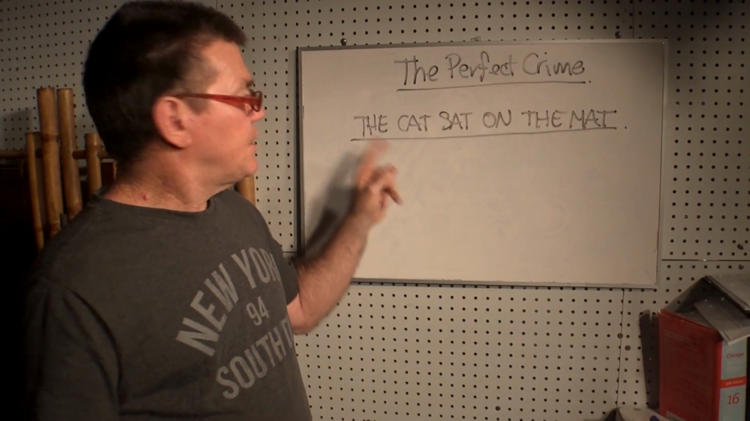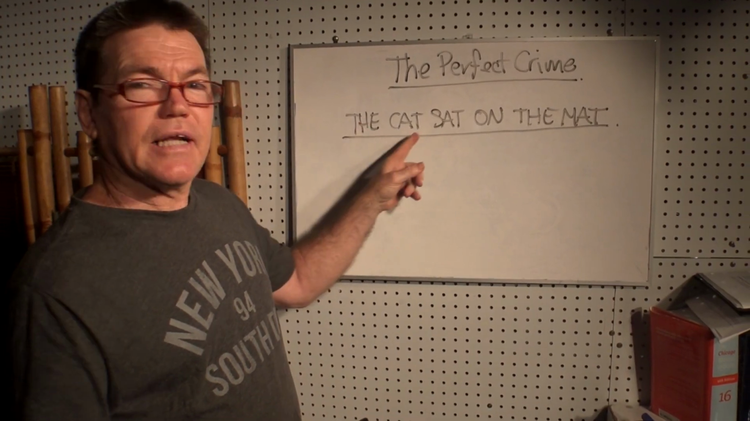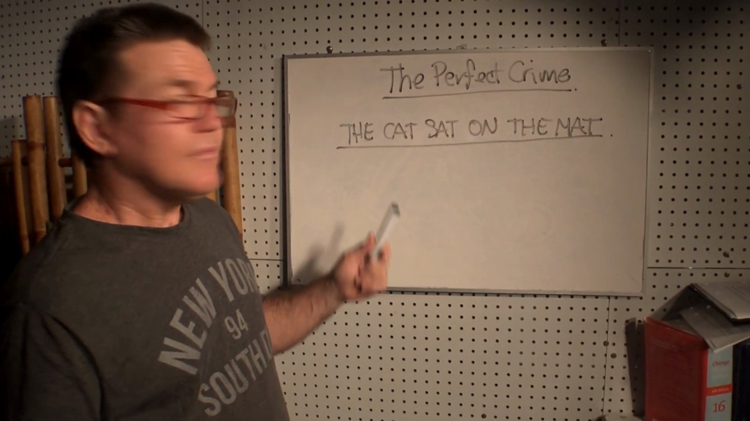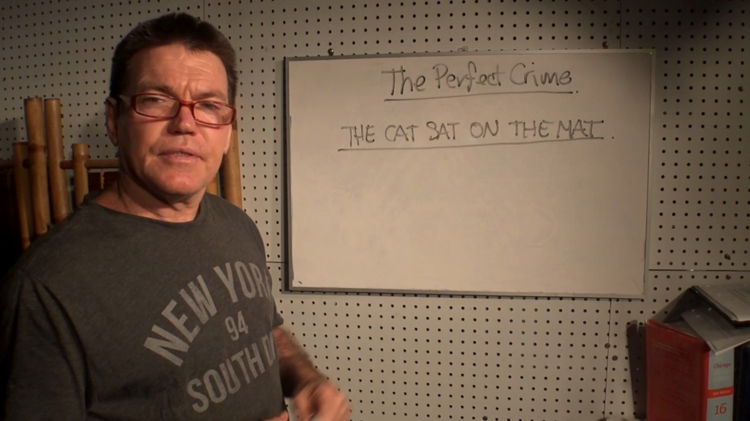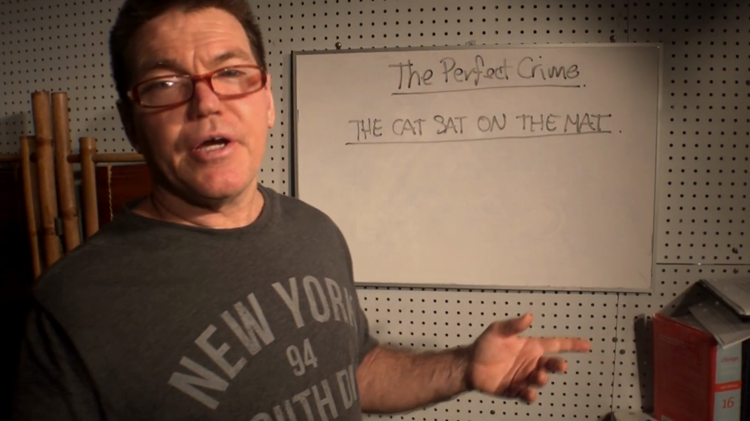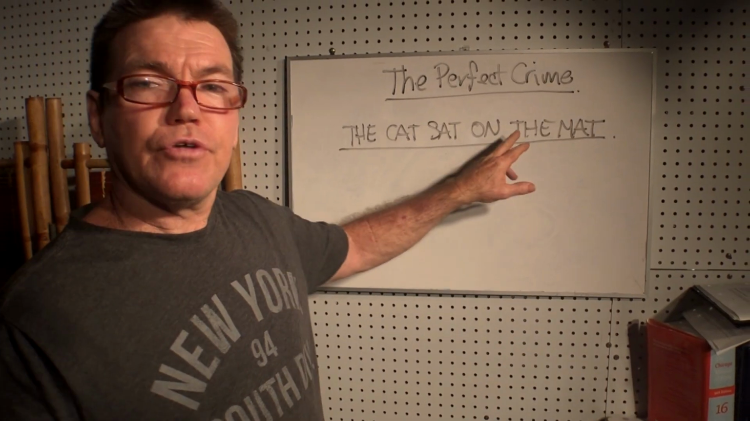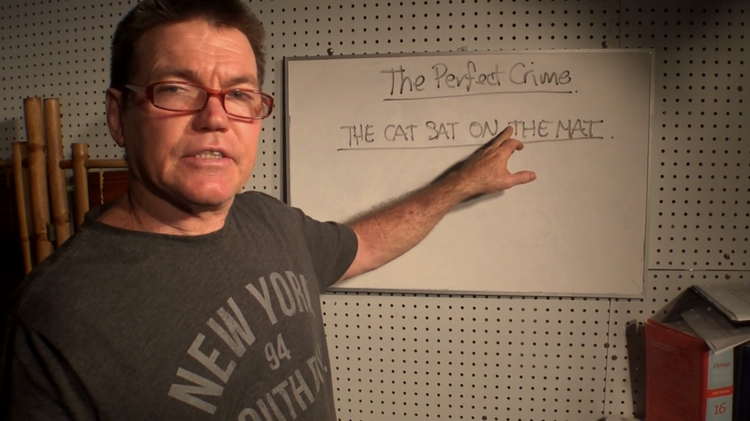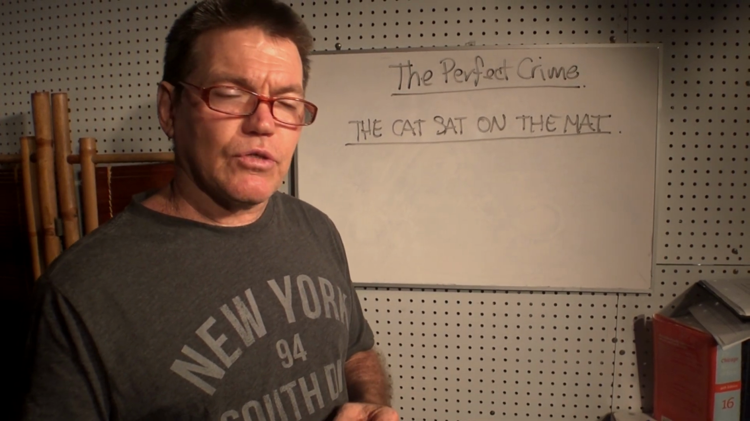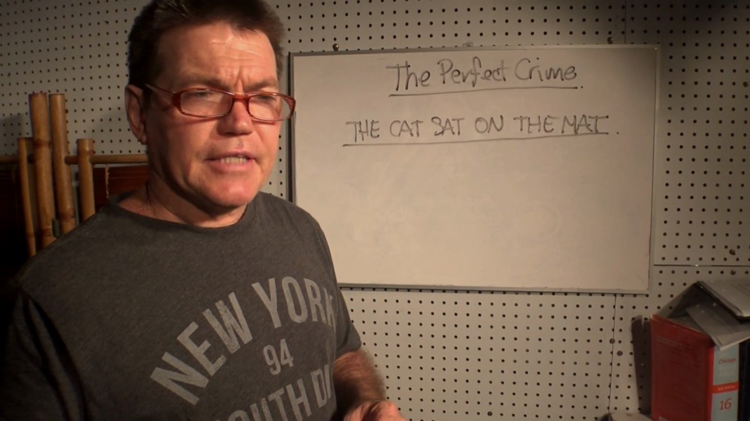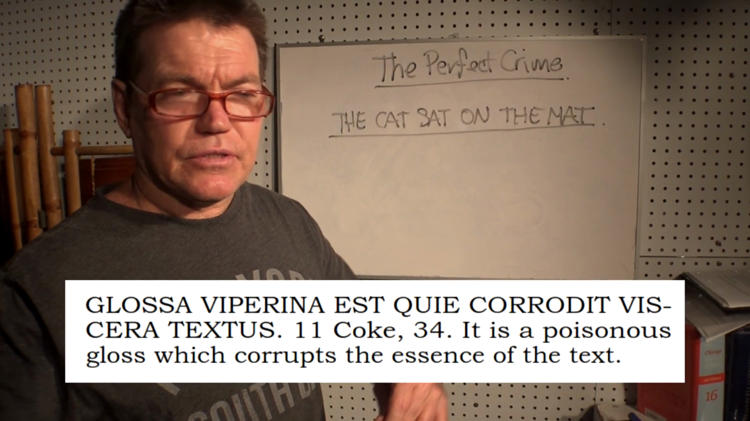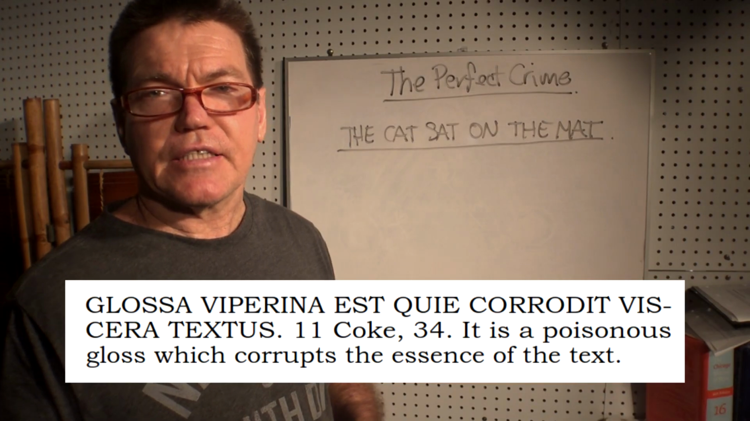Most of us will read that as "the cat sat on the mat." But that's a lie. And the only way you can detect that that's a lie is by knowing the grammatical truth of that type of text. That's called a glossa, but in Black's Law Dictionary, it's a corrupt gloss that corrupts the essence of the text, which is the meaning of the text.